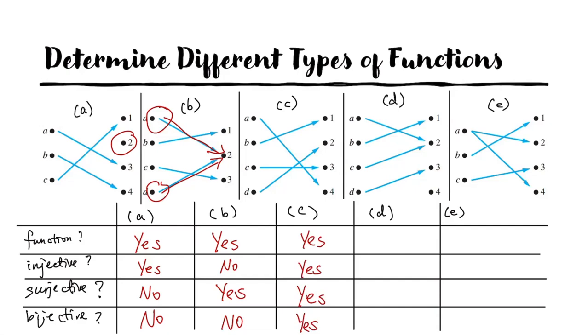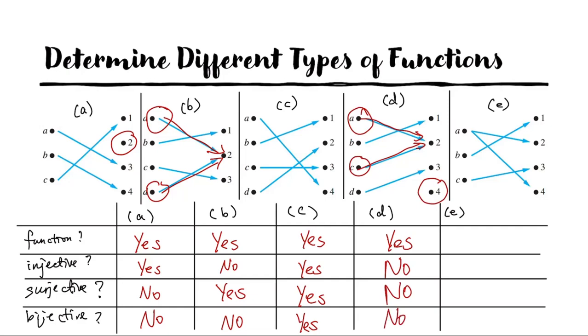Now, if you look at D, is it a function? Yeah, every input has an arrow going out. Is it injective? No, right? You have A and C both going to the same output. So the answer is no. Is it surjective? No. If you look at 4, nothing goes to it. So if it's neither injective nor surjective, there's no way it can be bijective.